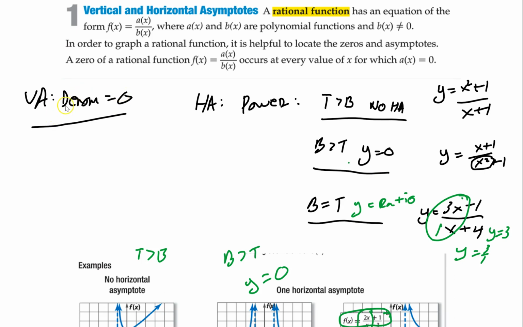Vertical, good old reliable, just like last time, just set the denominator equal to 0, right? Because those are lines you cannot cross. You can't divide by 0. That's where it comes from.